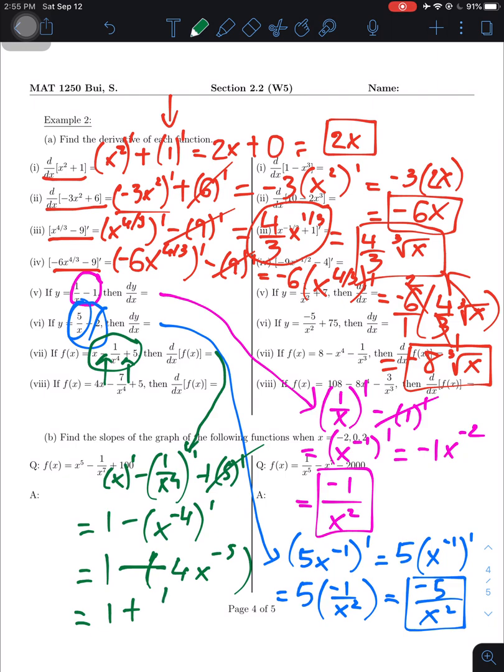And then the 4 in here has nothing to do with the negative exponent, but the x does. So then we're going to throw the x onto the bottom and then return the negative 5 to a positive 5. There we go. And then this one is the final answer.